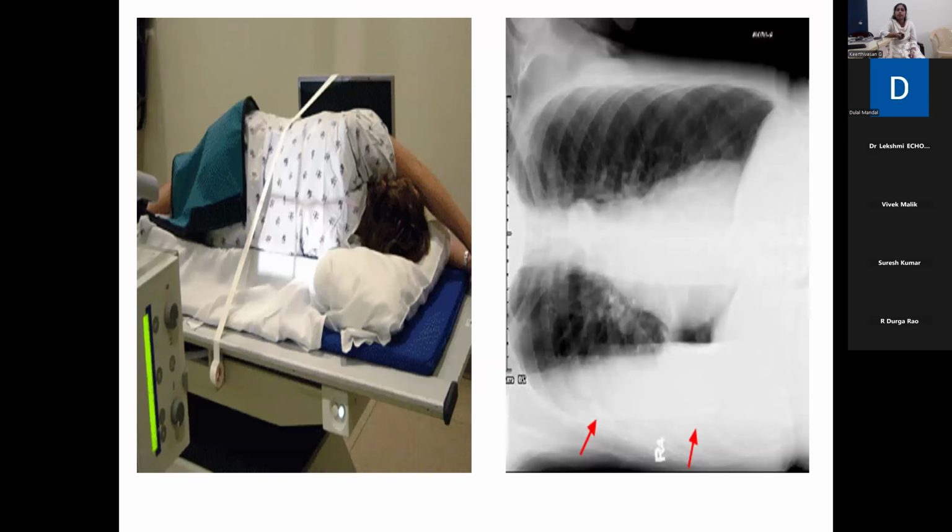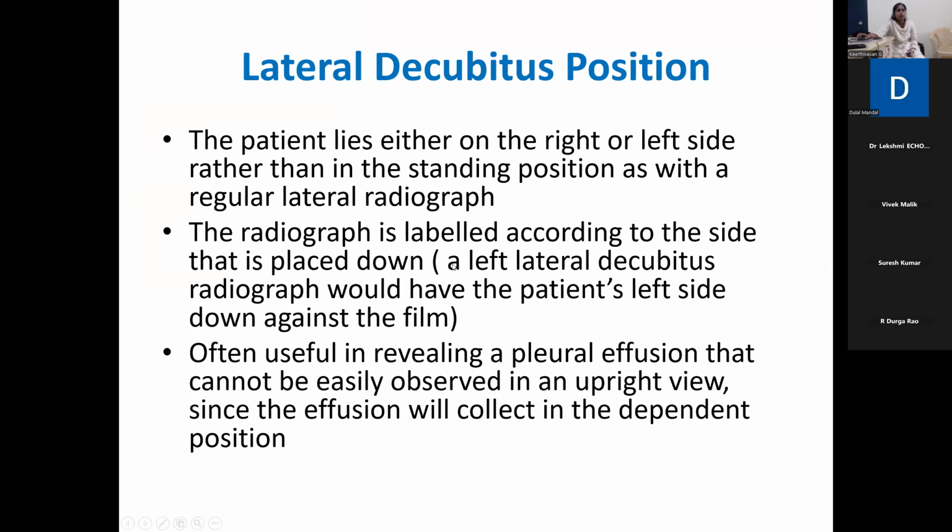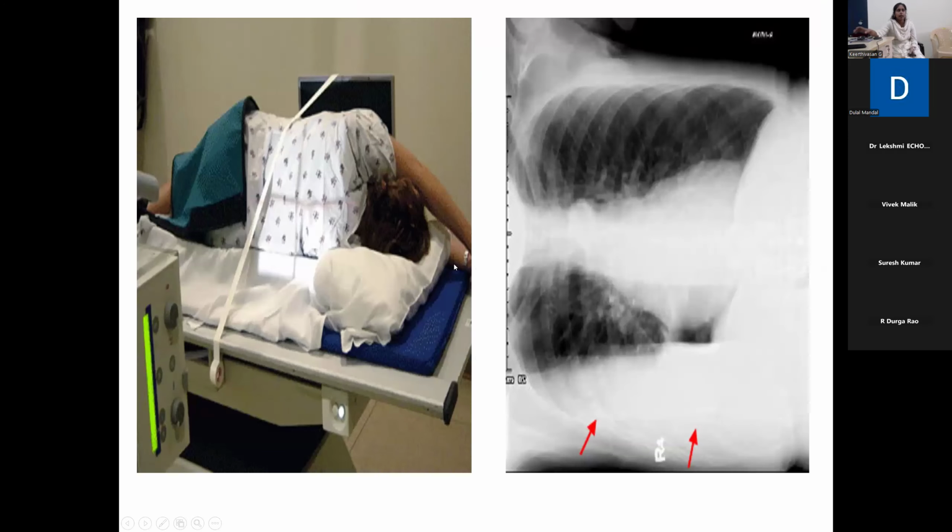And next is the lateral decubitus view. Here also the patient will lie supine. Okay, and how it is labeled: if the left side of the patient is placed against the X-ray cassette, then that will be called a left lateral decubitus view. If the right side of the patient's chest is placed against the X-ray cassette, then it will be called a right lateral decubitus view.